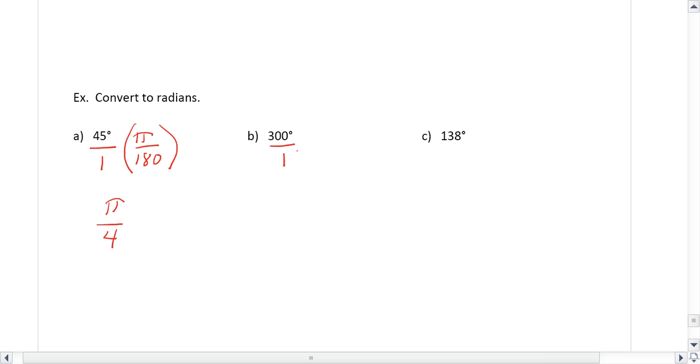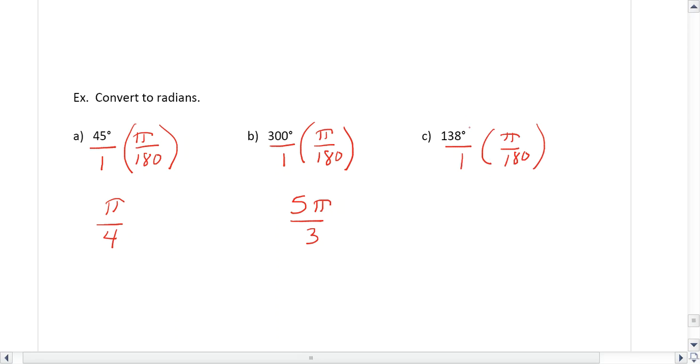Likewise, put this over 1. If I'm going to radians, I need a pi in the numerator, so pi over 180. And then just reduce this fraction, this 300 over 180, as much as possible. If I did this right, I got 5 pi over 3. Okay, 138 degrees, same thing, pi over 180.